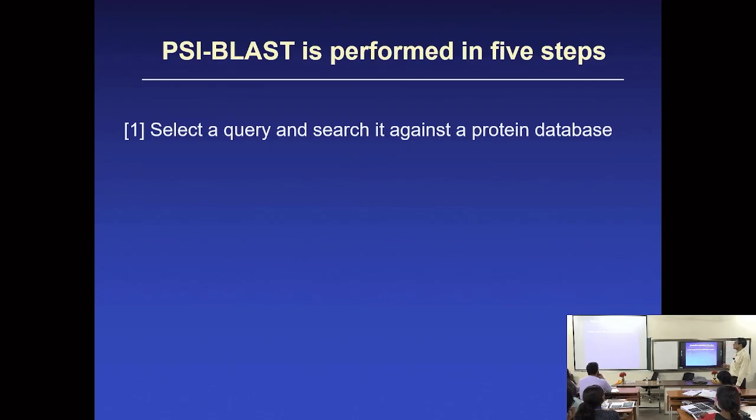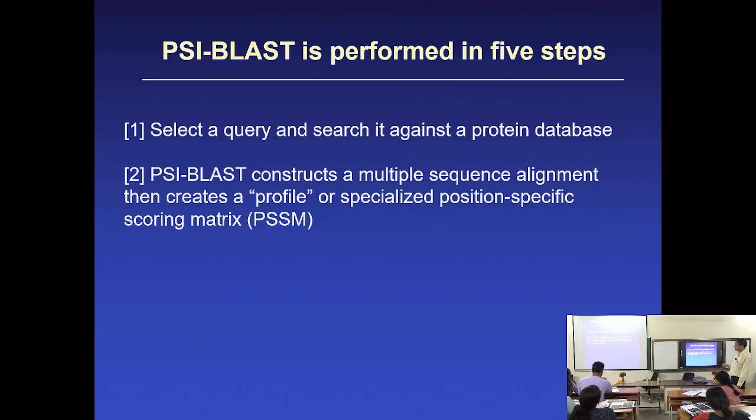The first step is to start with a query and search it against a protein database, get the hits, and then make a multiple alignment of those hits. Once you have made the multiple alignment, you can derive a matrix from that multiple alignment. I will show you in a moment how. And that is called a position specific scoring matrix. And again, I will show why it is called that.